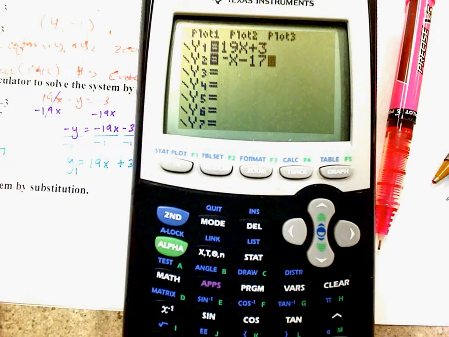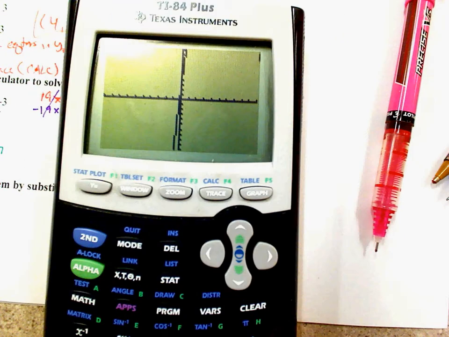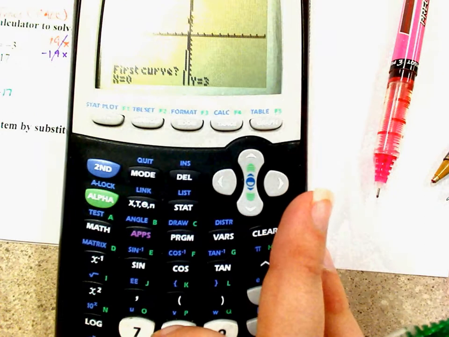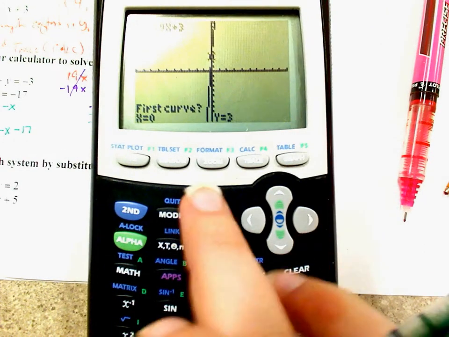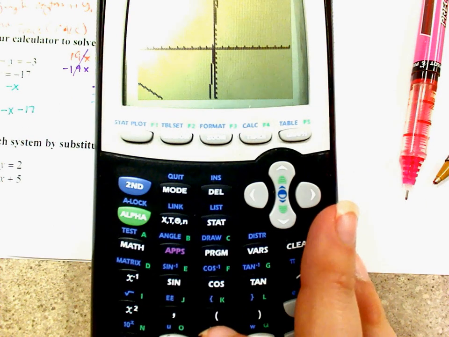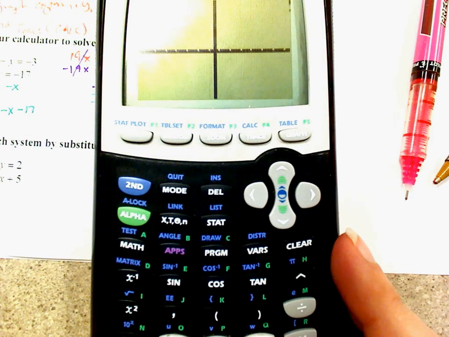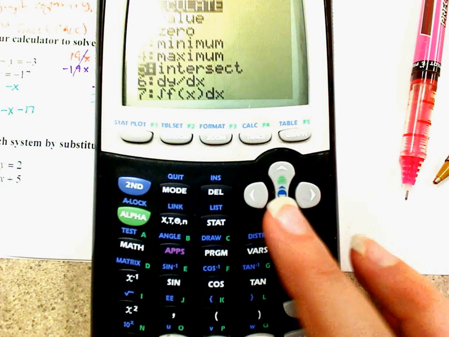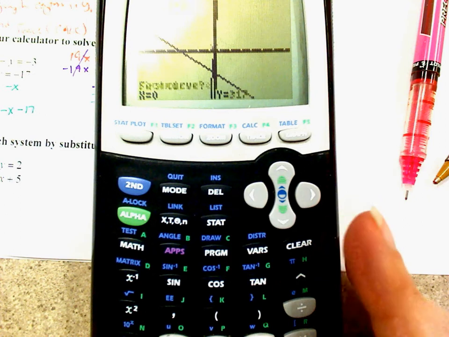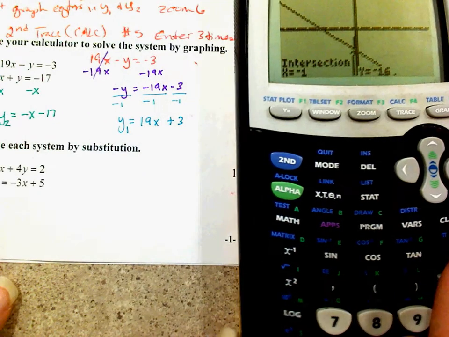Okay, I want to second calculate my intersection. But I can't see it. Okay, so what if I can't see the intersection? What do I need to do? What do you mean zoom? Zoom out? Okay, can I see the intersection now? Okay, so second calculate number 5. Enter, enter, enter. Negative 1, negative 16. So, my answer is negative 1, negative 16.